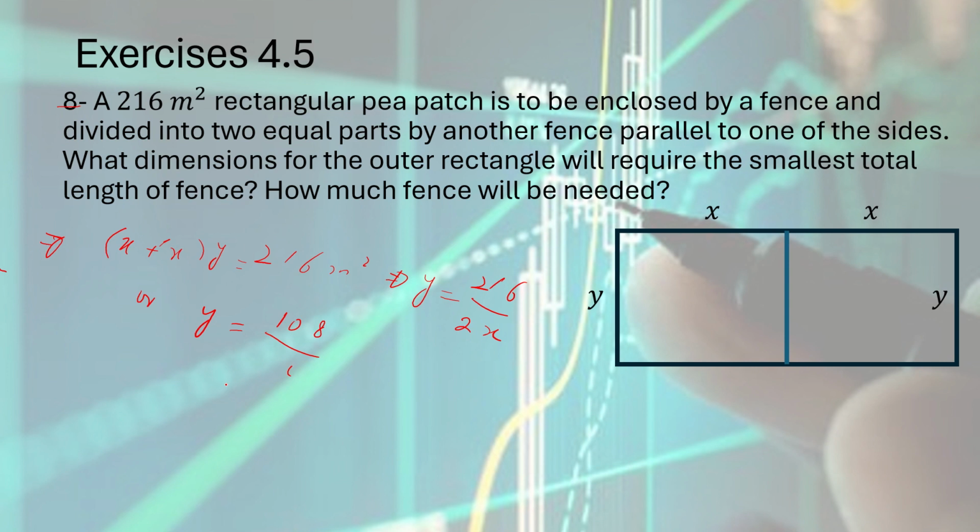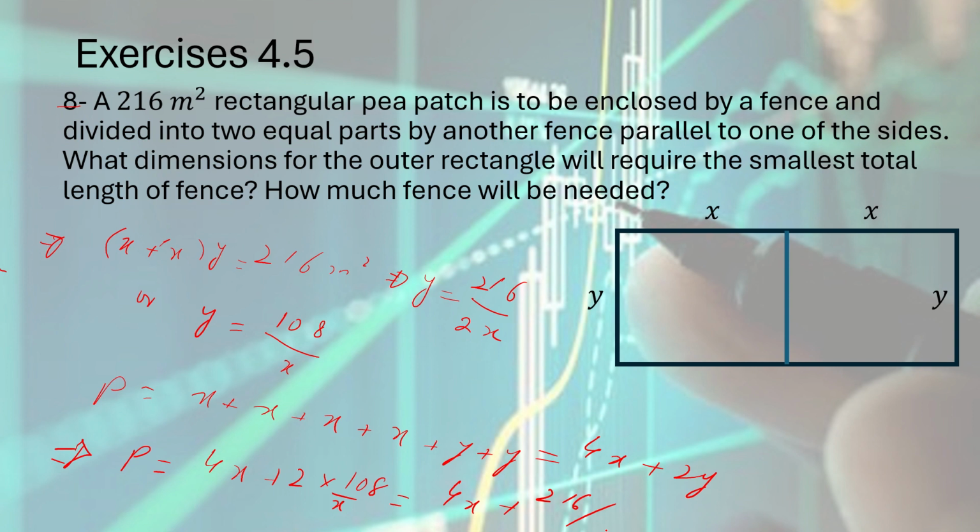Okay, now we are interested to find the optimal value of a parameter. So the parameter in this case will be what? It will be x, x, x, x, y plus y. We may have 4x plus 2y. Now putting the value of y, we get P is equal to 4x plus 2 into 108 divided by x. Okay, so that will give you 4x plus 216 divided by x.